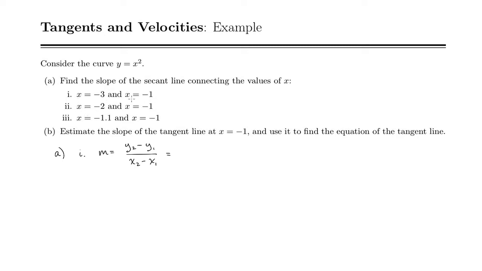So we'll put little subscripts here. We'll call this x1, x2, x1, x2, and x1, x2 for each of those. So y2 is simply plugging x2 in there. So negative 1 squared, and then minus negative 3 squared over negative 1 minus negative 3. That's 1 minus 9 over 2, which is negative 8 over 2, or negative 4.